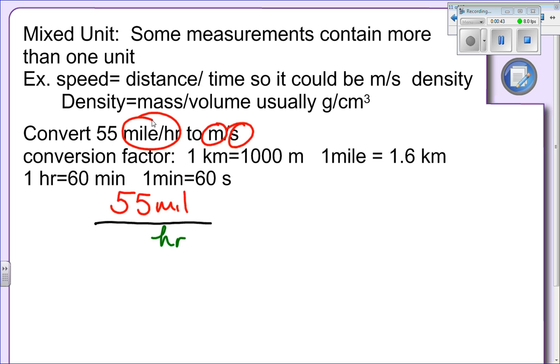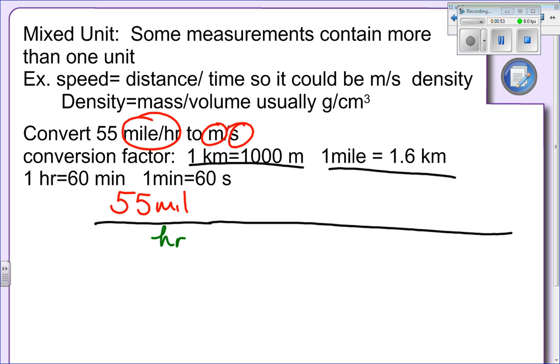In this case, I'm going to go ahead and convert my miles into meters using the conversion factors that they give me up here. The first thing I see is I'm going to take my miles to kilometers. So I'm going to put miles on the bottom, and I'm going to put kilometers on top. And then using the conversion factor, I can see that there is 1 mile for every 1.6 kilometers. So the miles are canceled, but I'm not quite there yet. I'm trying to get to meters.